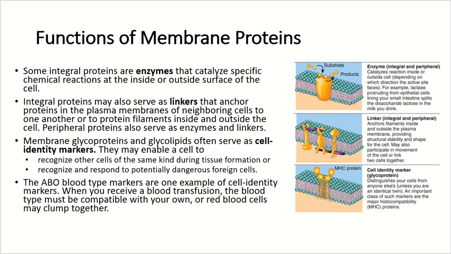These are one example of a cell identity marker, and when you receive a blood transfusion, the blood type must be a compatible match to the blood that you have, or those red blood cells are going to recognize those foreign red blood cells as not your own, and they'll attack them, and they'll all clump together and cause a clot. So that's really bad. So these cell identity markers are very important.